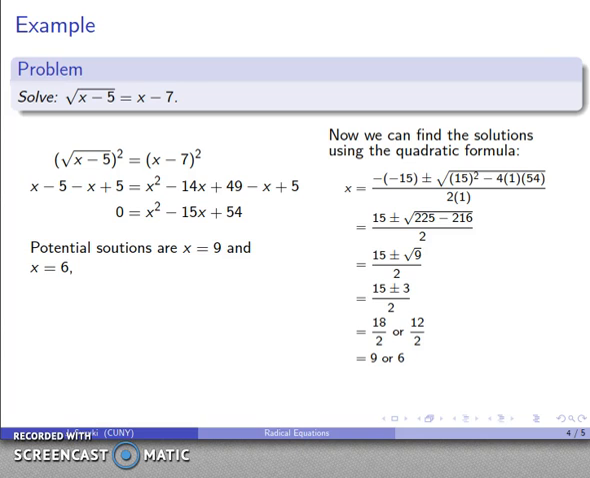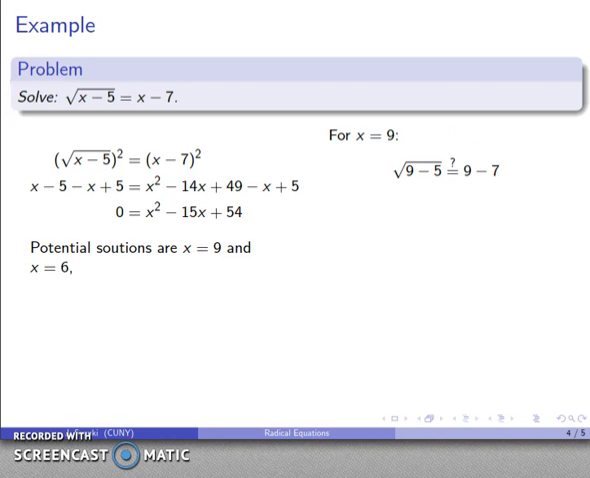Now, it's important to understand at this point that these are potential solutions. x could be 9 or x could be 6. However, because I squared both sides of my radical equation, it's possible that one or both of these solutions won't actually solve my original equation. So I need to check. We'll check x equals 9. If x equals 9, the left-hand side is square root of 9 minus 5, the right-hand side is 9 minus 7, and I want to determine whether these two are equal. The square root of 4 is 2, so is 2 equal to 2? Well, that's a true statement. So x equals 9 is a solution.